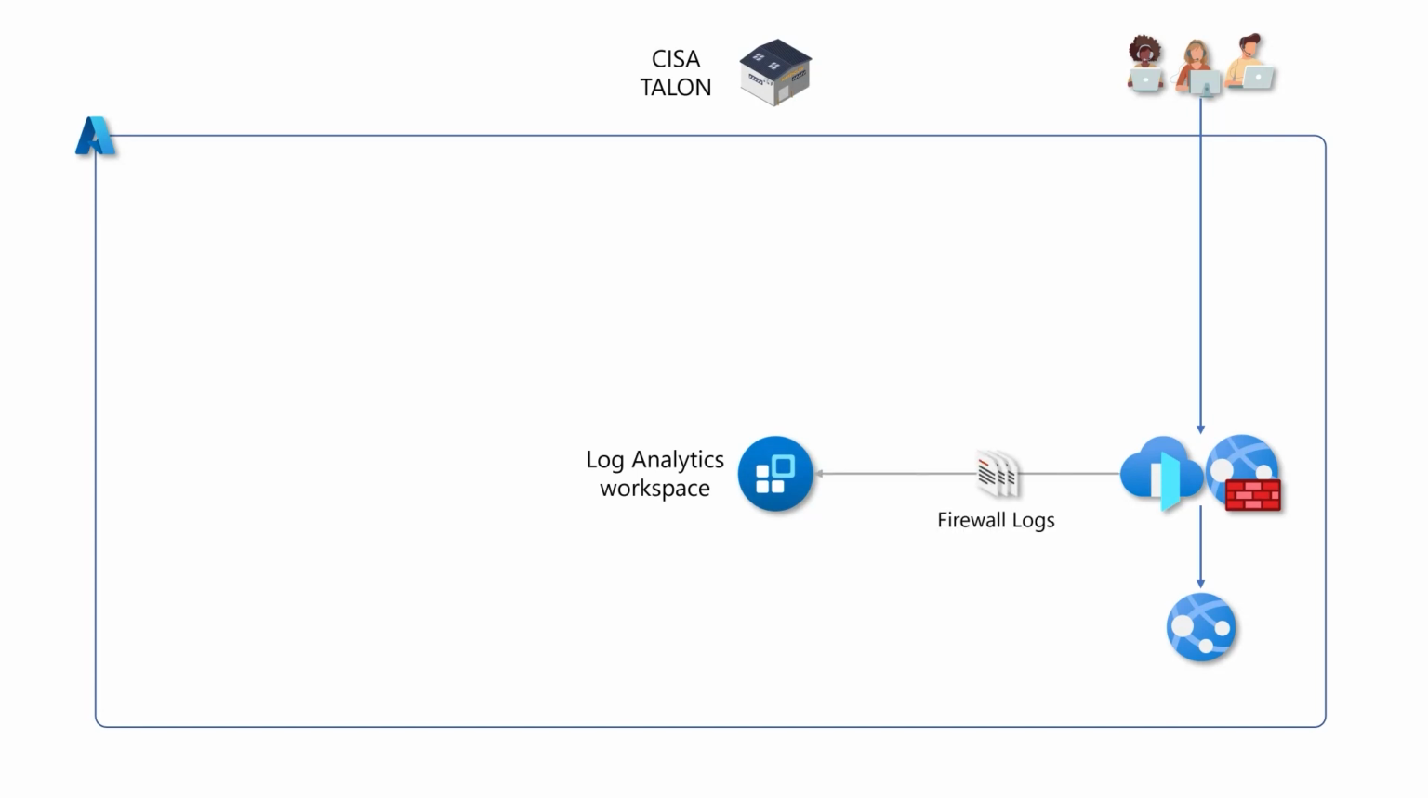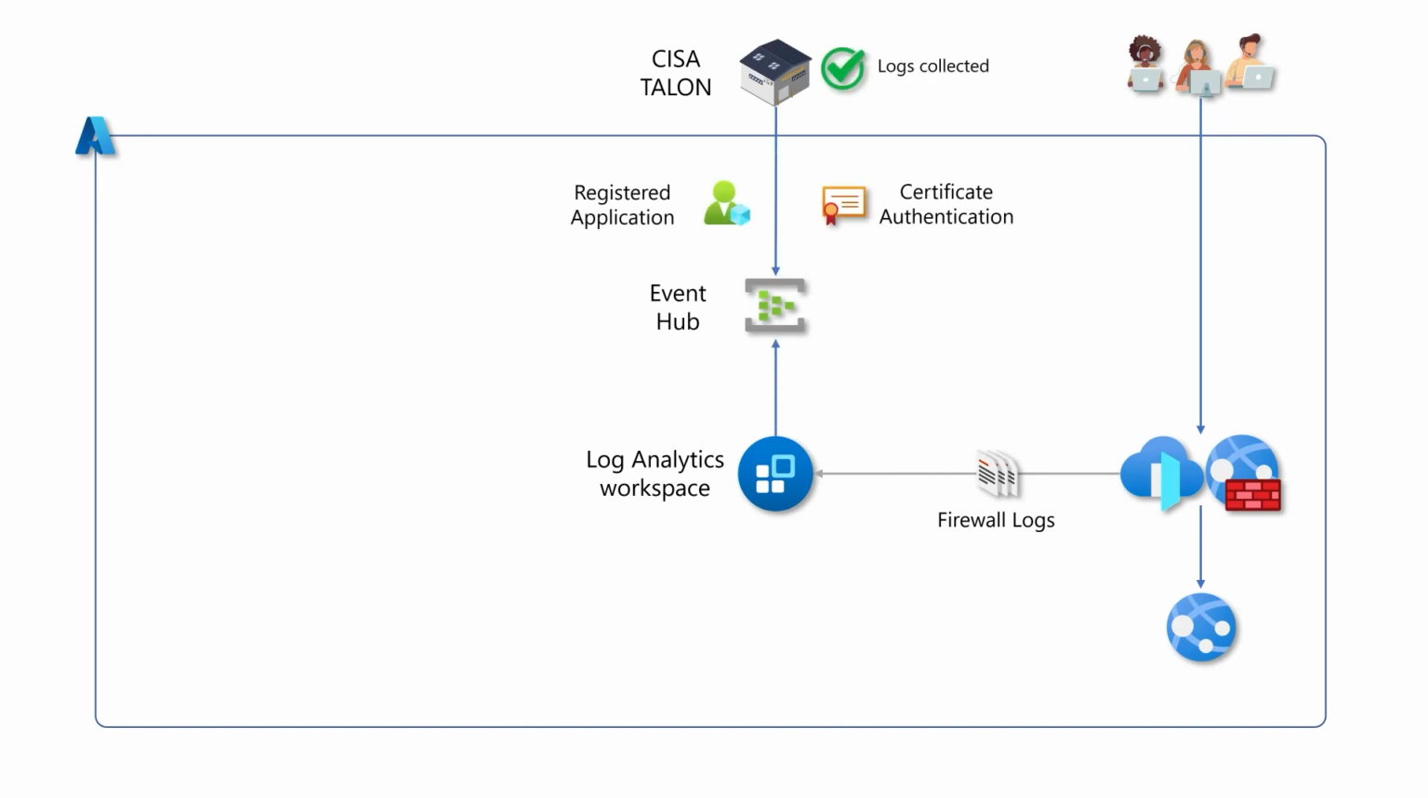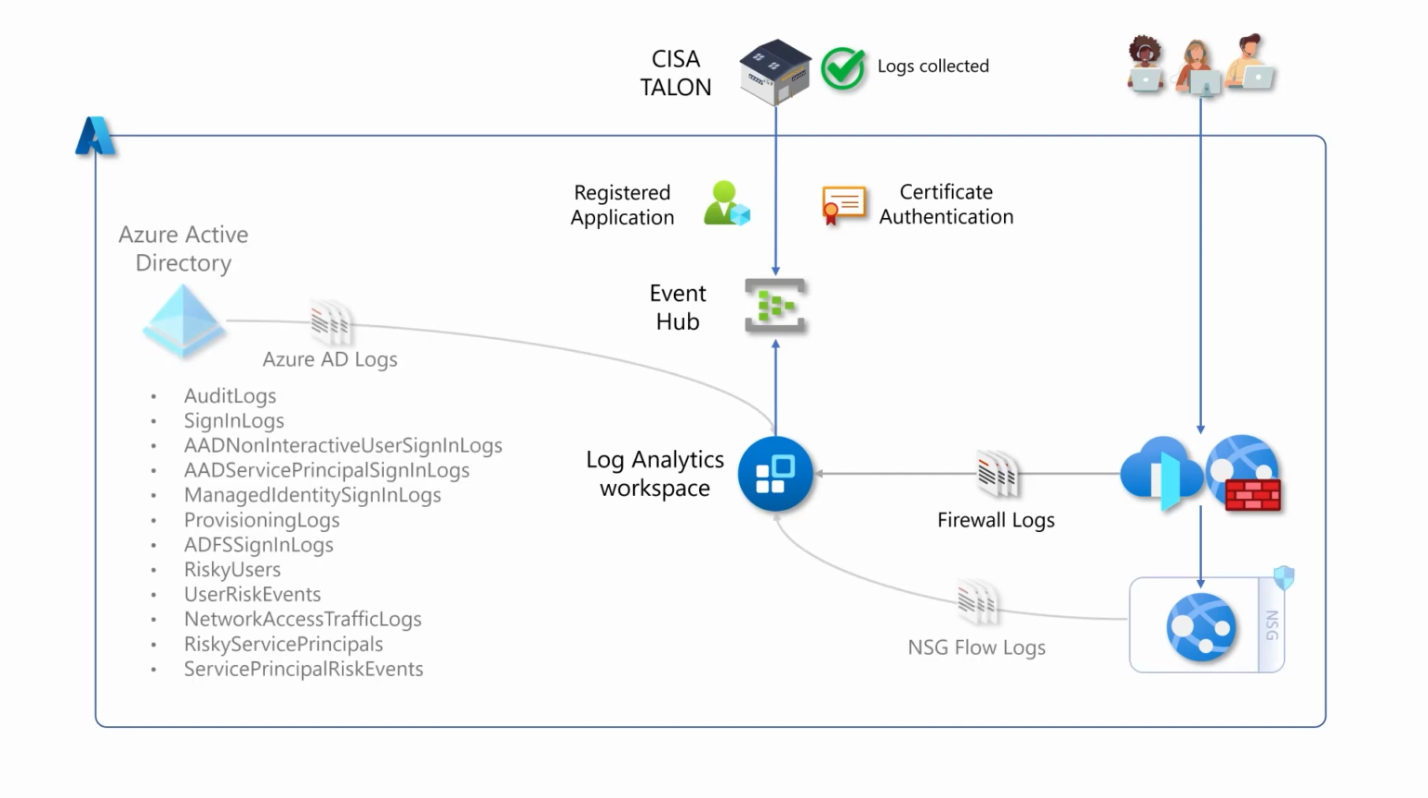CISA has created a capability called Talon that is a region based service. It will connect to your agency's event hub and use a service account in the form of a registered application and authenticate using a certificate that CISA will provide you. The registered application will have reader permissions on the event hub so that the Talon can connect to the event hub and pull the logs. Event Hub is a great way for the Talon to pull the logs because if anything happens in the collection process, the Talon can always reach back into the Event Hub and recollect the logs from the recycle bin.